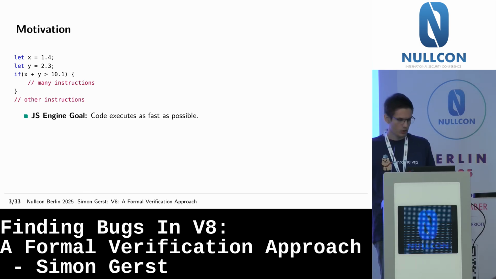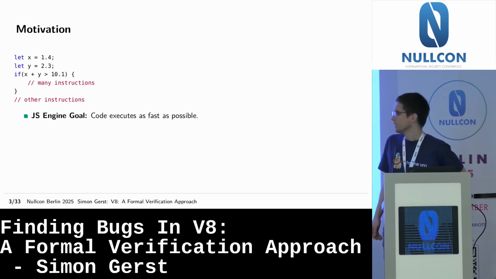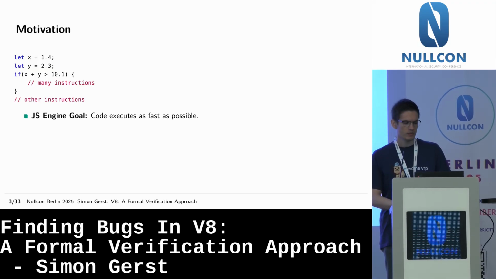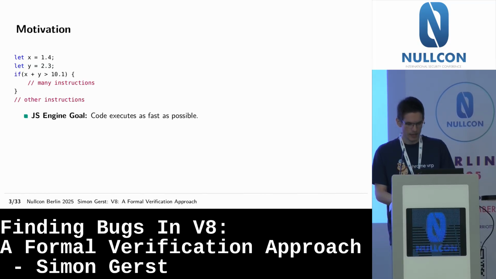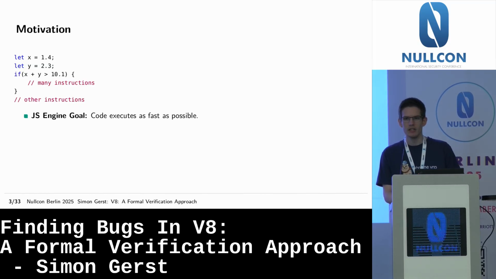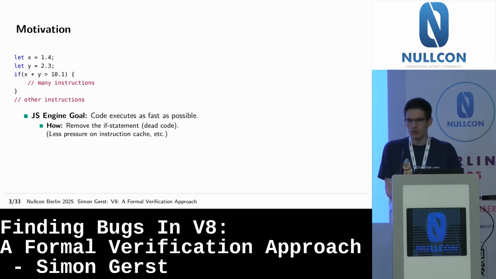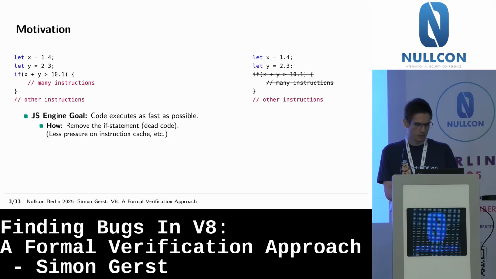This very simple JavaScript code just checks whether x plus y is bigger than 10.1. And if this is the case, we execute many instructions. Every user of a browser or JavaScript engine, of course, wants their code to be executed as fast as possible. And how do we do this? In this specific case, we could remove the if statement because it's dead code, and by removing it, we lessen pressure on the instruction cache and speed up compile times because we have to do a lot less stuff. So remove this, and this transformation, I guess everybody would agree, is obviously correct.